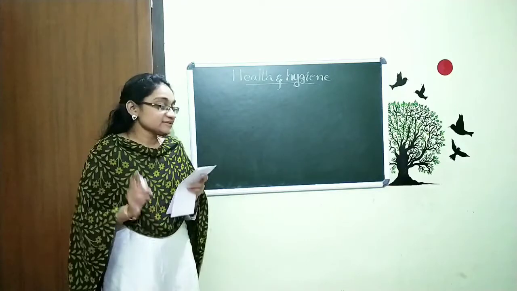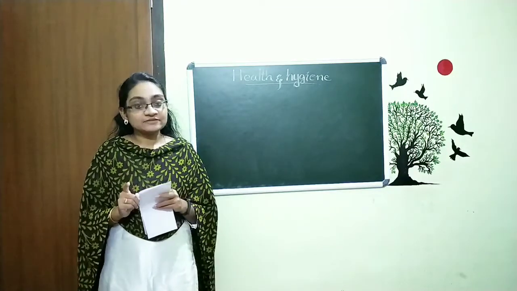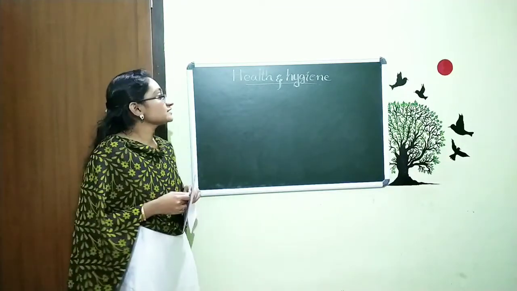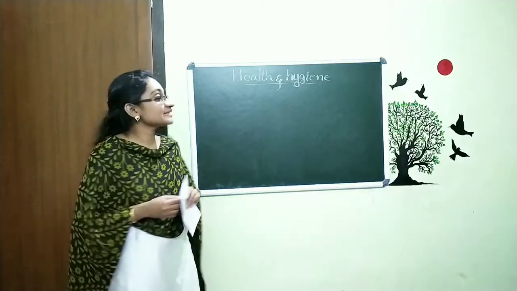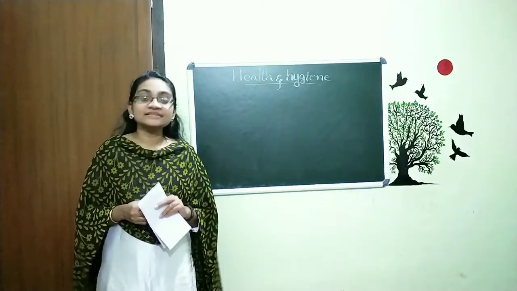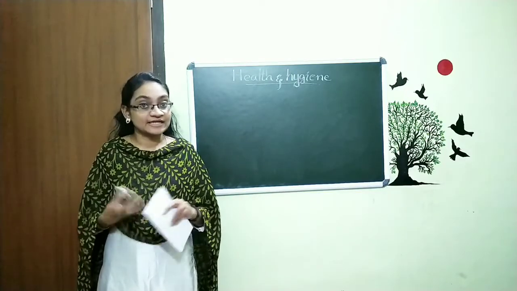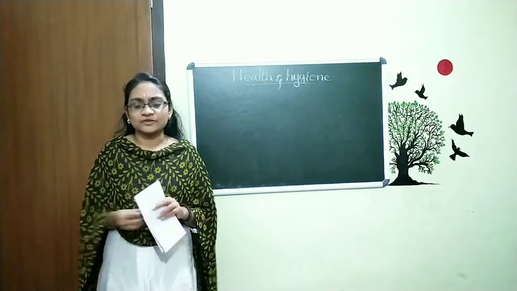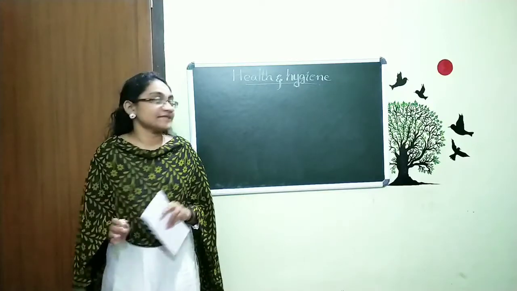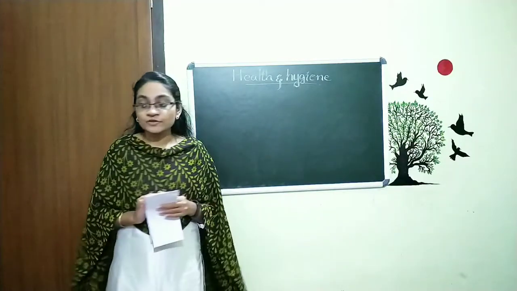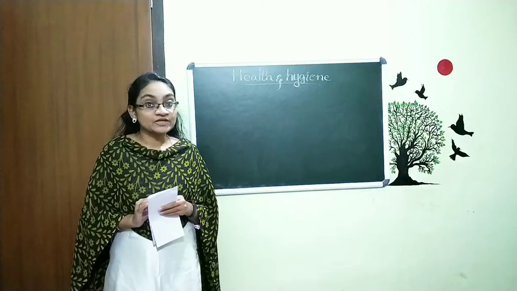In the last class, we studied the chapter nervous system. Today we are going to start the new chapter and its name is health and hygiene. In this chapter, we are basically dealing with different types of food that contain different types of nutrition. So we are going to discuss that. First of all, we are going to start this chapter by doing one activity.